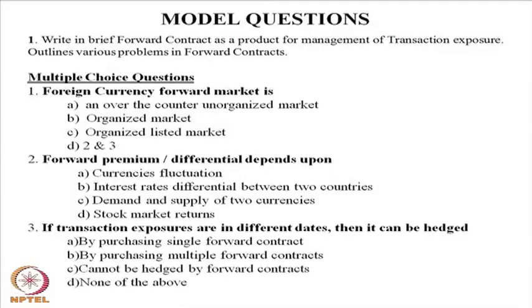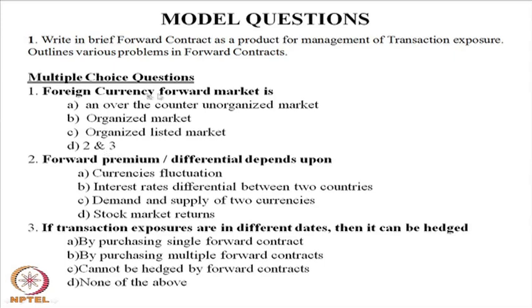The model question here: write in brief forward contract as a product for management of transaction exposure, and outline various problems of forward contract. Whatever problems were discussed with forward contract, you outline that. Multiple choice questions are given to you here. Foreign currency forward market is an over the counter unorganized market, organized listed market, and 2 and 3, that is B and C, which one is correct.